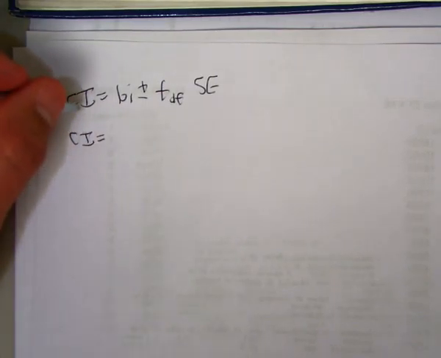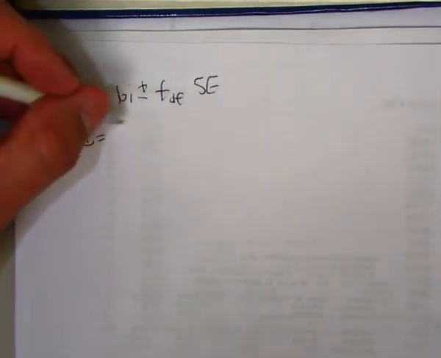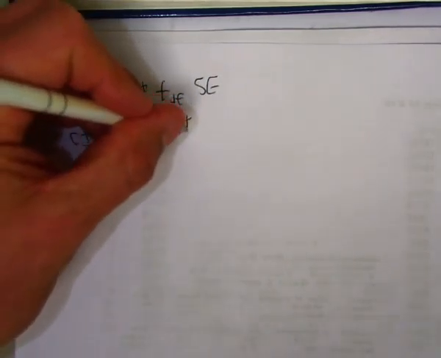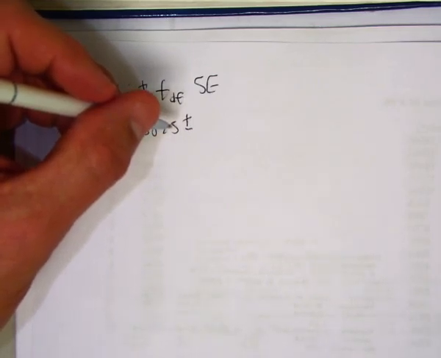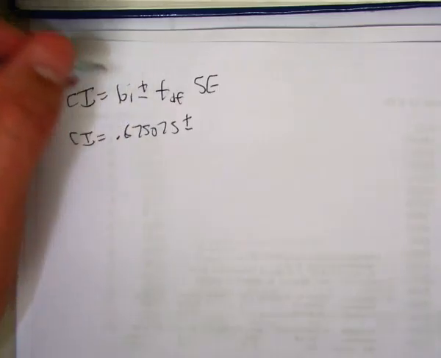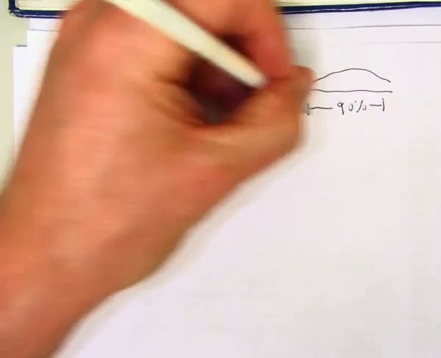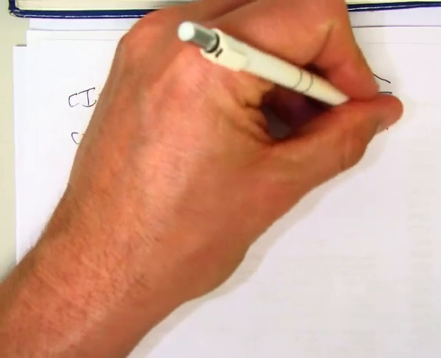Okay, so we've got to do our confidence interval now for SAT math and SAT verbal. So B sub 1, if you look on problem 10, right next to that verbal line, the slope is 0.675075 plus or minus. We're doing a 90% confidence interval, right? So let's do that. We've got to figure out what this is now. So 90%, and that starts at the 5th percentile and ends at the 95th percentile.